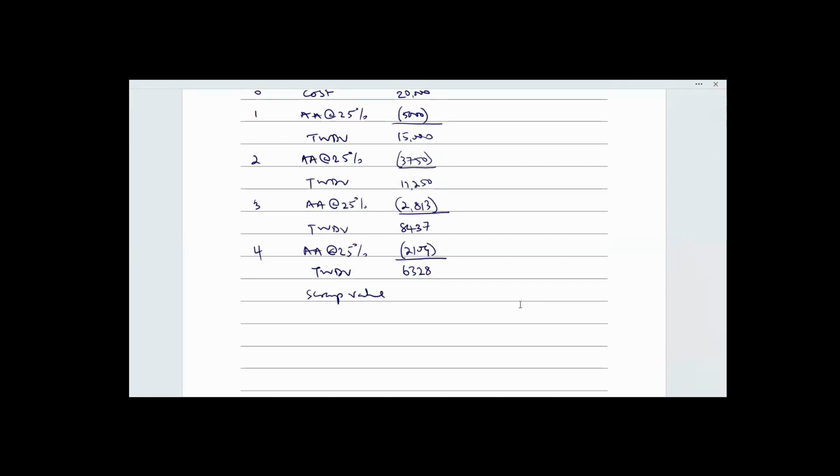Go back to the question, what's the scrap value of the asset? We are told it is 4,000 naira, trading value of 4,000 at the end of year 5. Okay, let's use what the examiner has used, the trading value. Therefore, 6,328 minus 4,000 will give us 2,328. This represents balancing allowance in year 5.